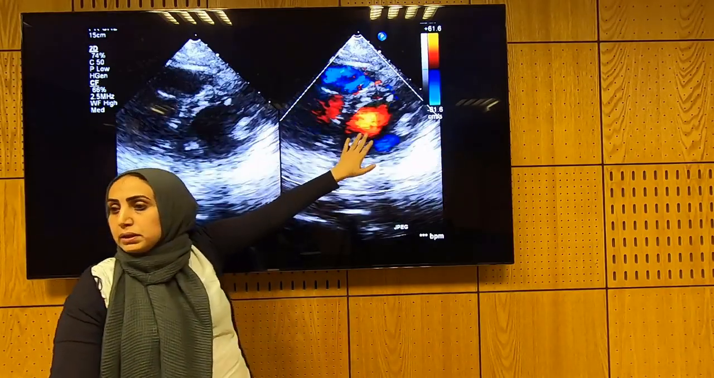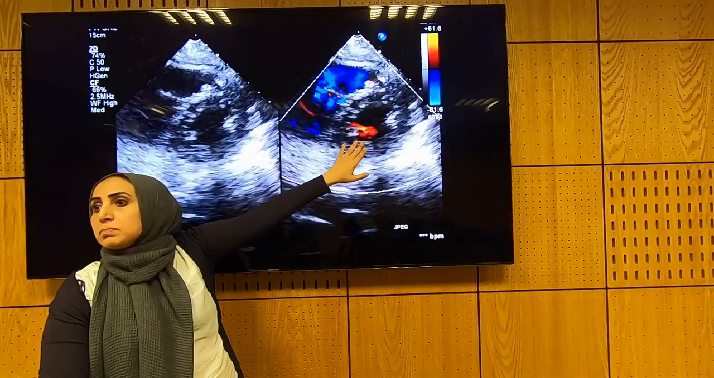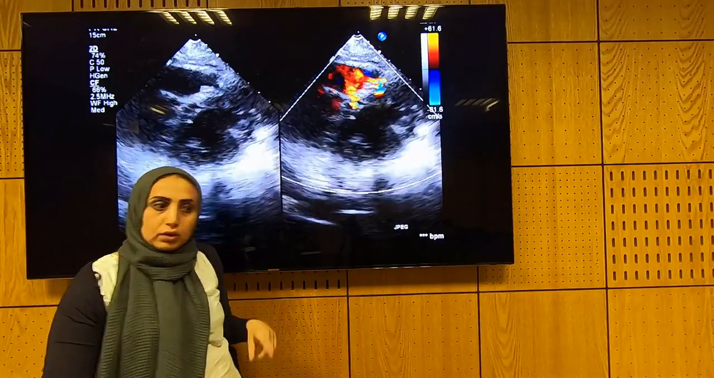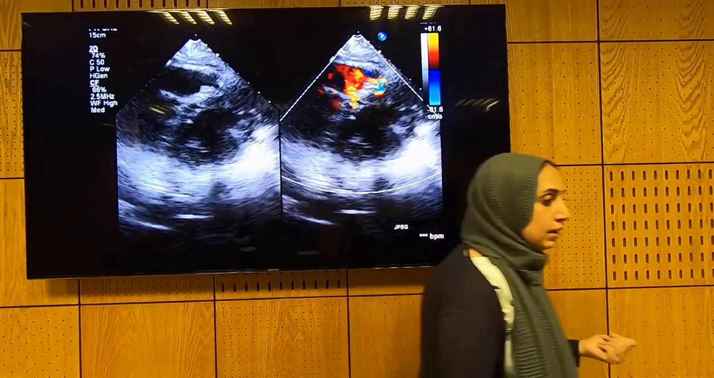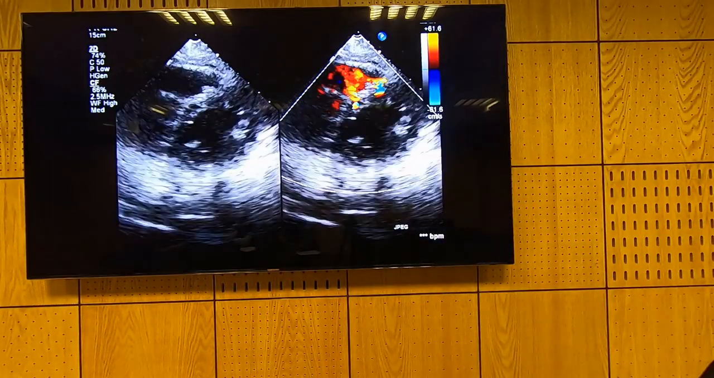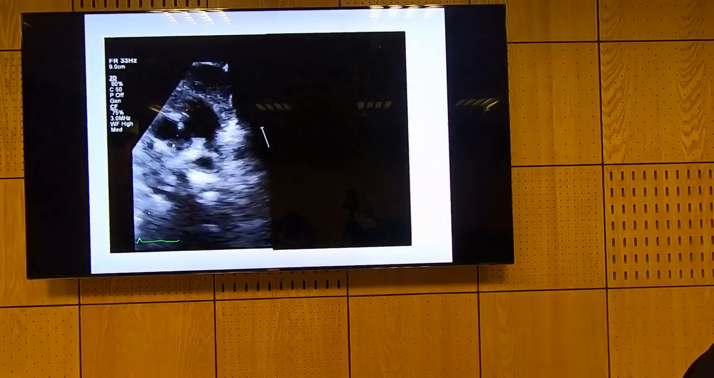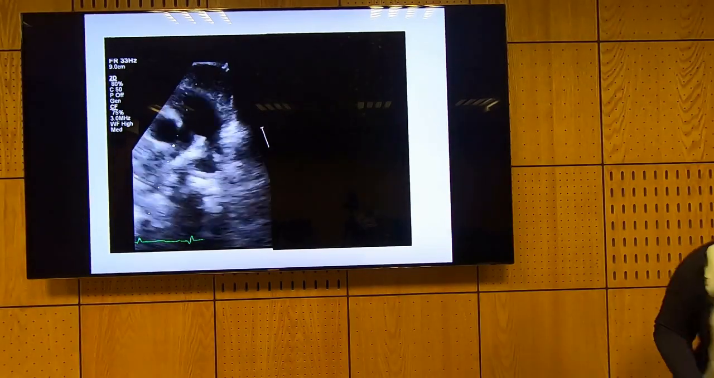So what does it mean? From the left, we have a defect in the ventricular septum, which we call VSD, ventricular septal defect, and the color is going from the left to the right. Okay.